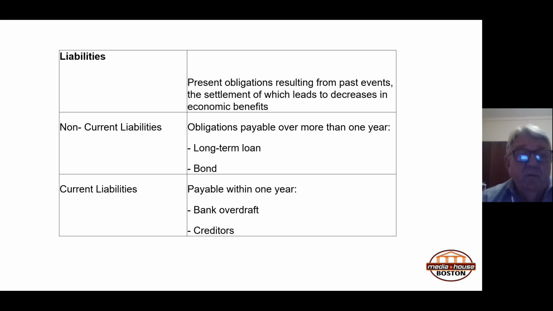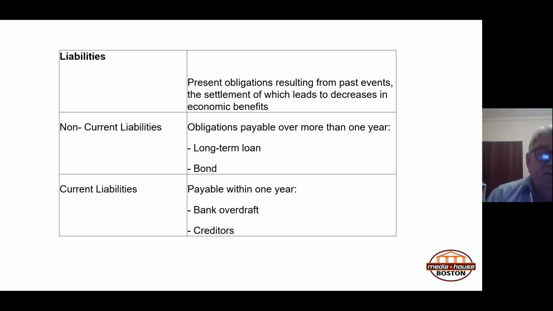Then we have current liabilities. These are liabilities payable within 1 year. So if you have a bank overdraft on your check account or your current account, you sometimes go the other way and you owe the bank money. So that's called an overdraft. And that would be a current liability.